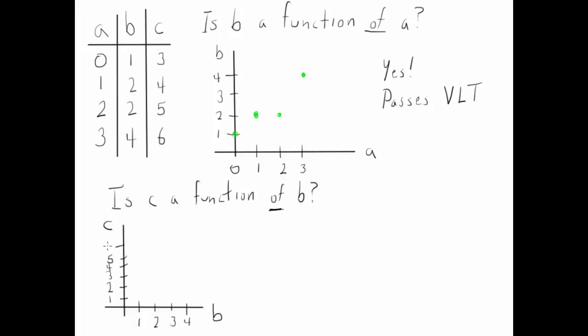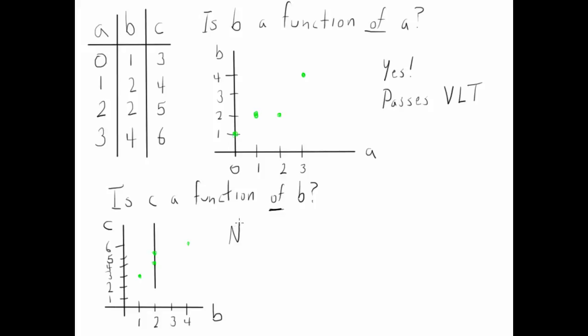Ooh, kind of cramped over here, but we'll make it work. Alright, so I have the point 1, 3. I've got the point 2, 4. Notice that right above that I have the point 2, 5. And I have the point 4, 6. So note that I've got a vertical line that passes through 2 points. My 2 points were here, here and here.